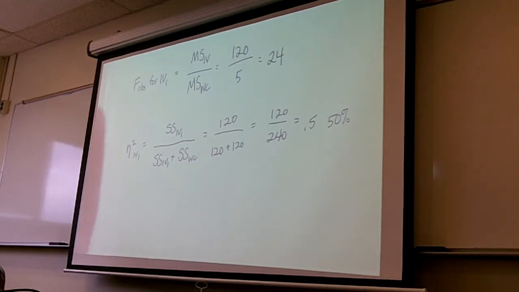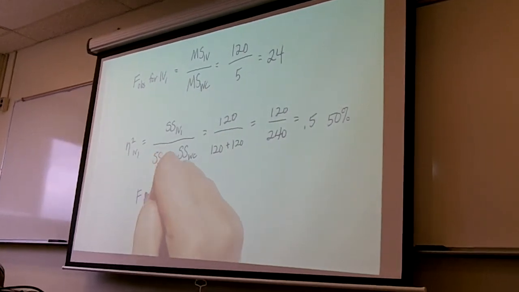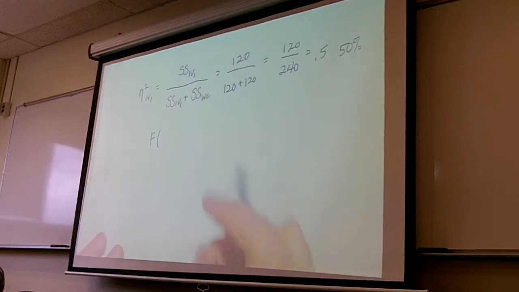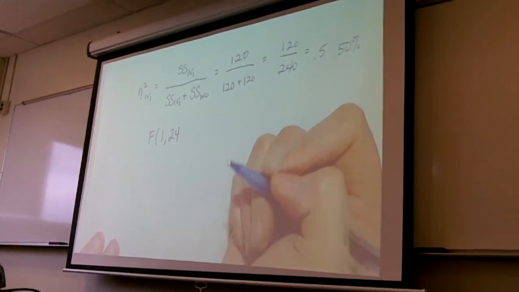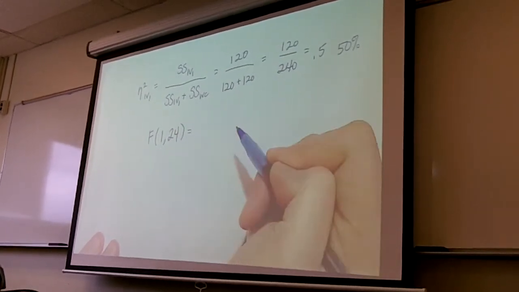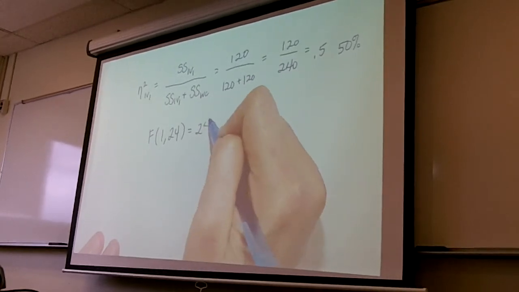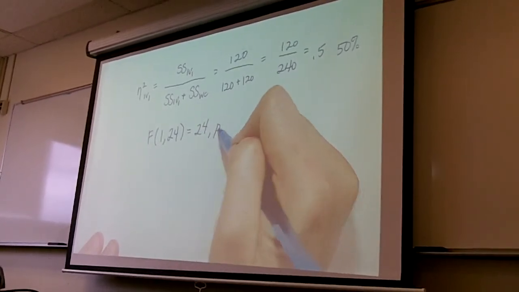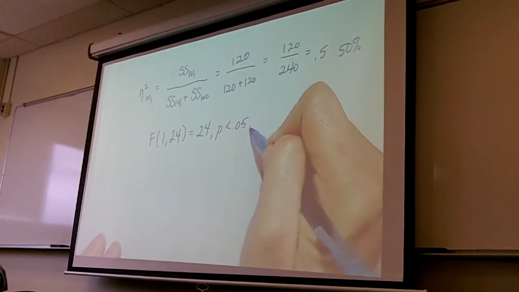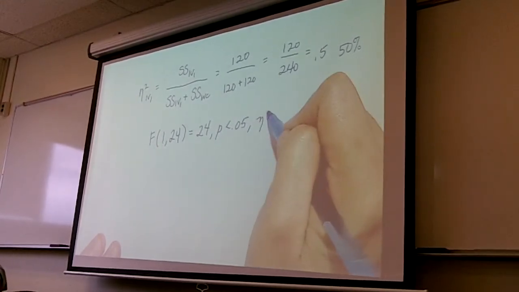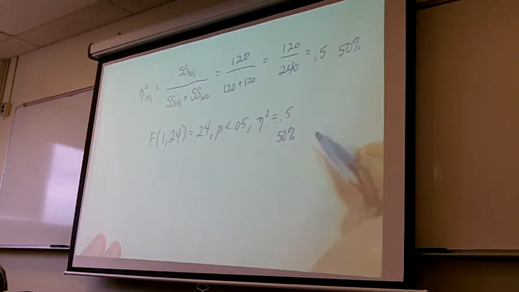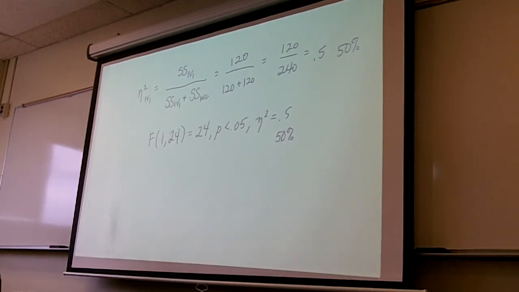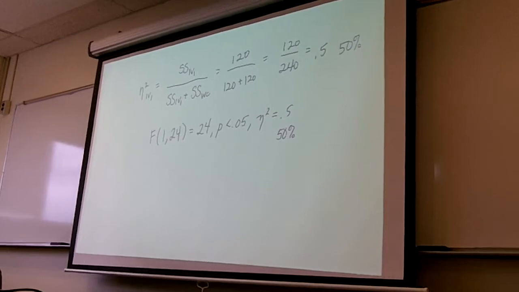Now, with all that information, I can actually write out an APA-style statistical statement, right? How do I do an APA-style statistical statement for ANOVA? It's going to be F, parentheses, 1, comma, 24, right? The two things I figured out at the beginning. Equals 24, my F observed. Then P is less than 0.05. What's next? Eta squared equals 0.5 or 50%. We don't have an HSD, we didn't do that, but you've got an APA-style statement right there. Make sense?